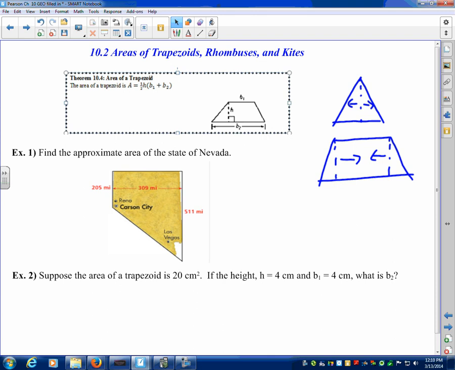Our neighboring state, Nevada, actually looks like a trapezoid. You might have to tilt your head sideways to see it. Do you guys see the trapezoid up there? Turn your paper.